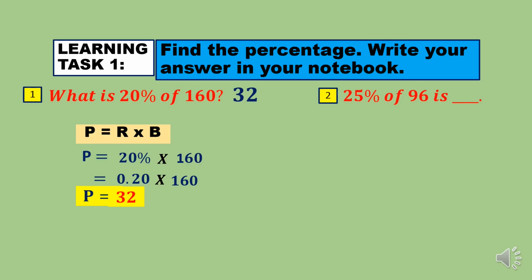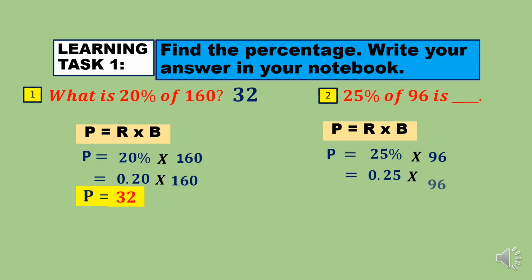For number 2, 25% of 96 is blank. Ang ating formula, P equals R times B. The rate is 25% times base na 96. 25% change to decimal form, 25 hundreds times 96, and that is 24. So, 25% of 96 is 24.